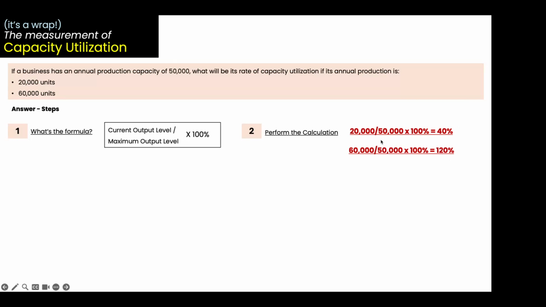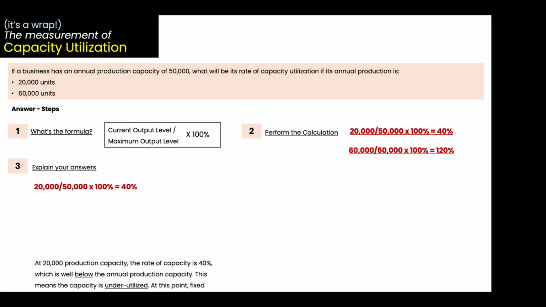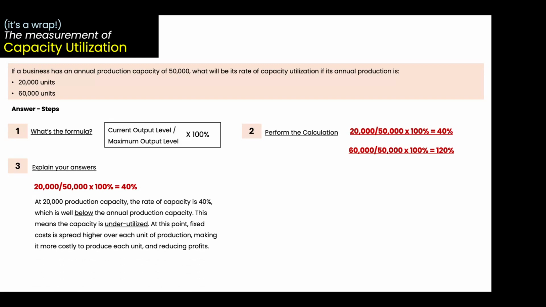So with a maximum annual production capacity of 50,000, when it is producing 20,000 units, we know that it is under capacity, or there would be spare. But when it's producing at 60,000, then we know it is overutilized, right? So we also got to look at explaining our answers, right? So at 20,000 production, the rate is 40%, which is well below the annual production capacity. This means that capacity is underutilized. At this point, fixed cost is spread higher over each unit of production, making it more costly to produce each unit and reducing profits.